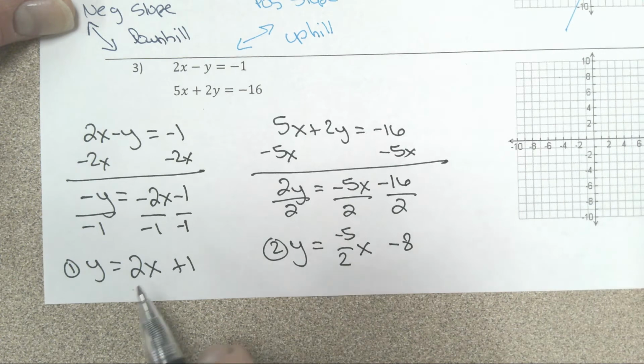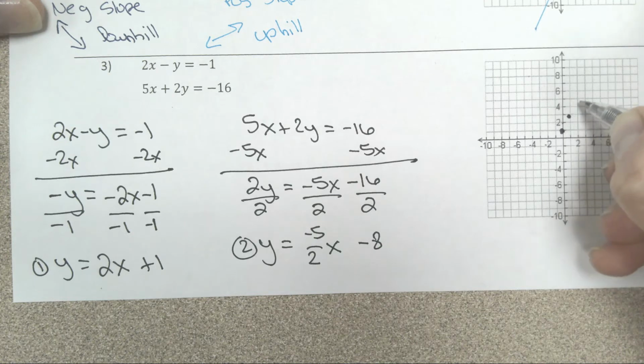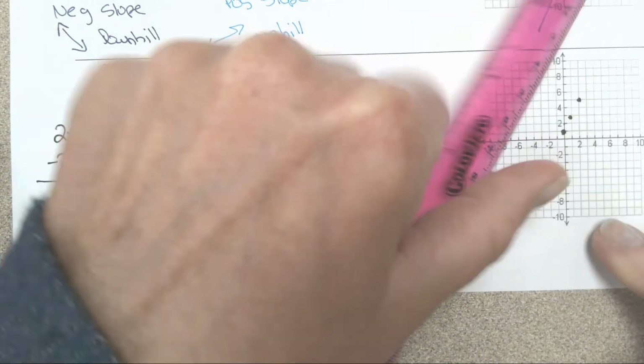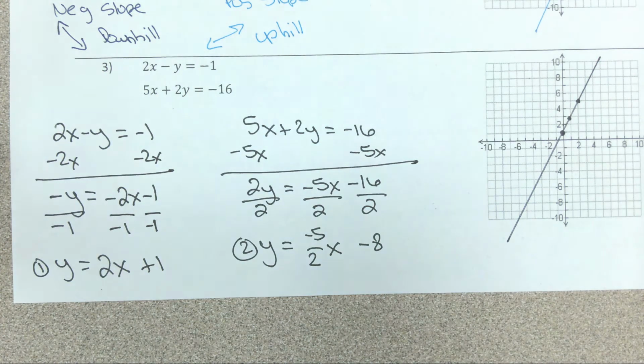So this first line, I'm going to start the y-intercept at 1. I'm going to go up 2 and over 1 a couple of times. Take your straight edge, connect the dots.